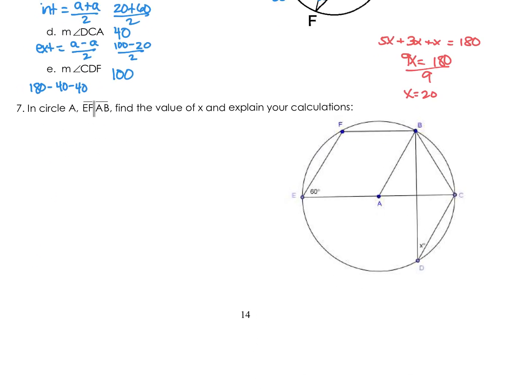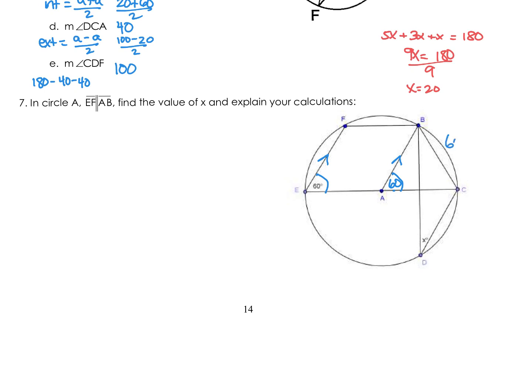Real quick, the last one. EF is parallel to AB. There are several ways to do this question, but I'm going to do it the quick way. If these are parallel, this 60 can slide over here, corresponding like a puzzle piece. This 60 is a central angle, 60 same. And now this X is opening up and eating this 60 right here, so I can come back and cut it in half, 30. All right, that is it.